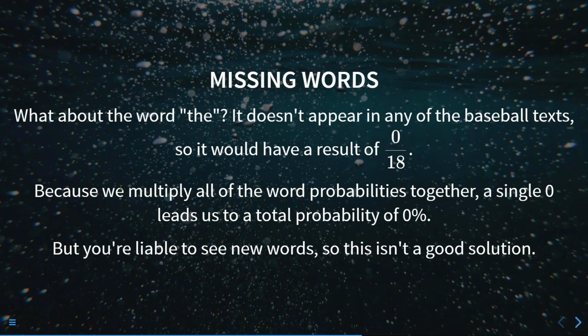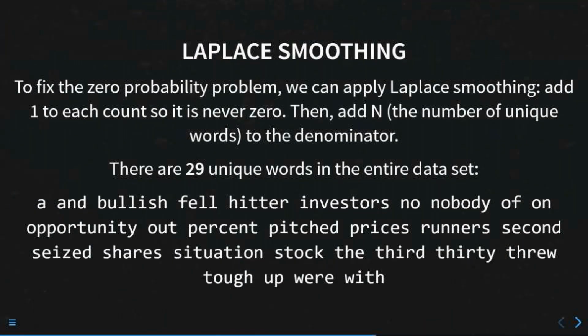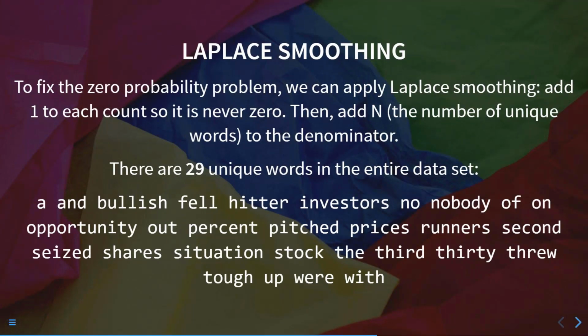You're liable to see things that you haven't seen before, and your model shouldn't immediately fail as a result of that. People misspell things. People use different forms. They use different conjugations. They might throw in an exotic word. Your model shouldn't fall apart just because of that. We should be able to adapt to that scenario. And to do that, there is a concept called Laplace smoothing.